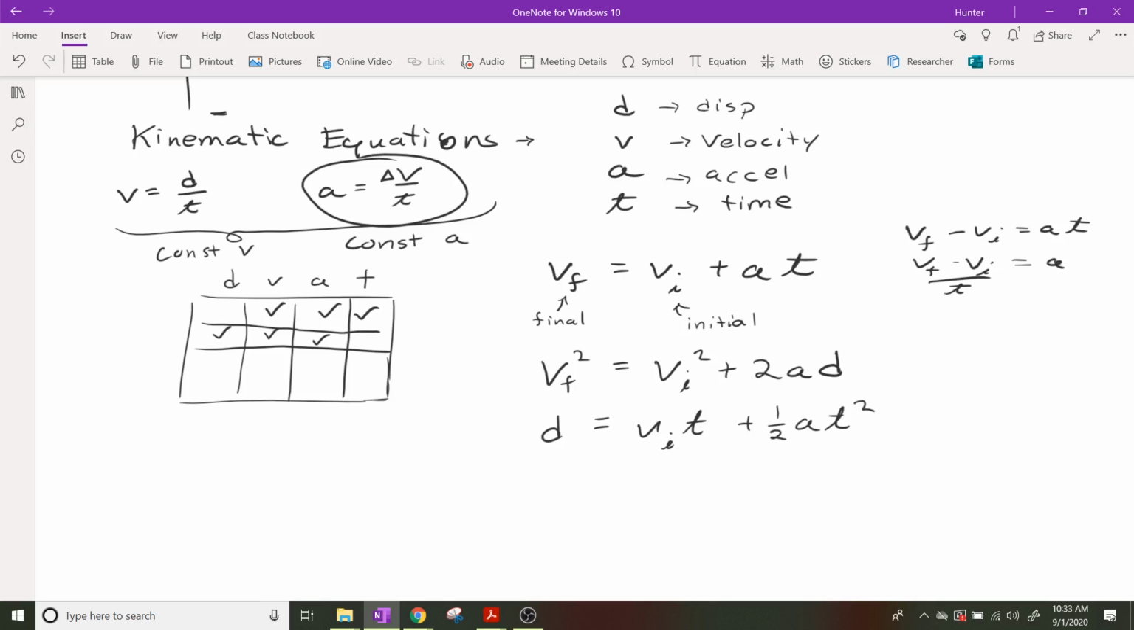Okay? And the last one has displacement in it, and it has an initial velocity, and we have an acceleration and a time, but there is no Vf. There's no final velocity in there. So the last one will give you information about the initial speed or the displacement that got traveled, but you don't necessarily have the final speed in it. The last one, the one on the bottom, is really, really useful for falling things.